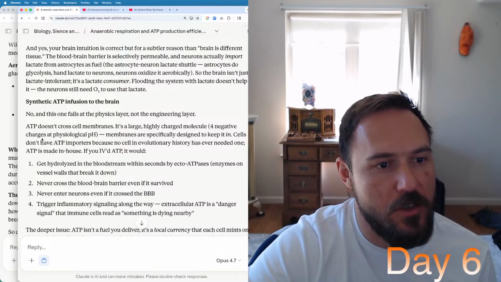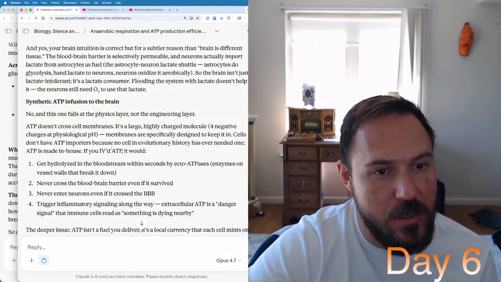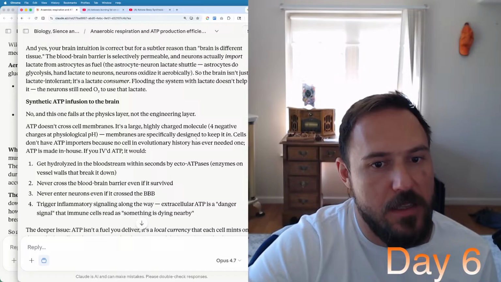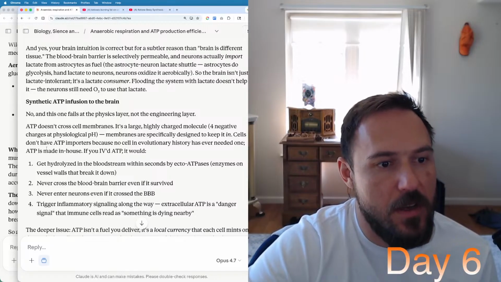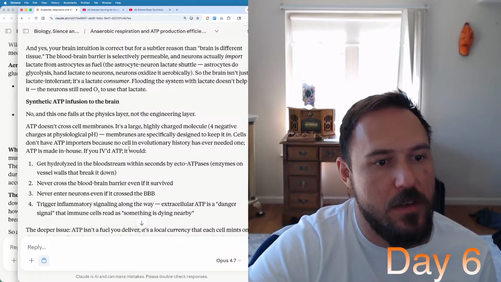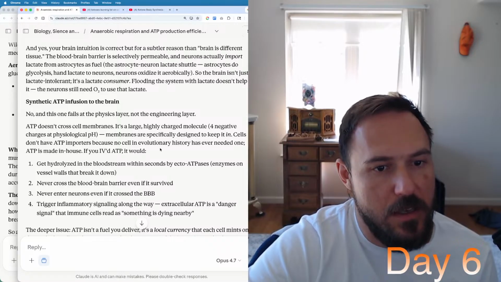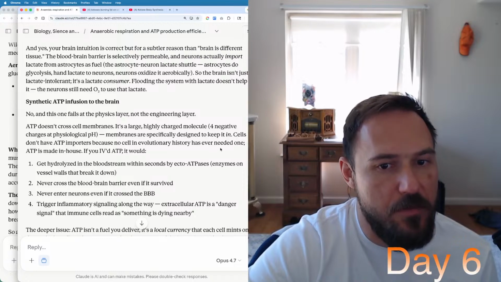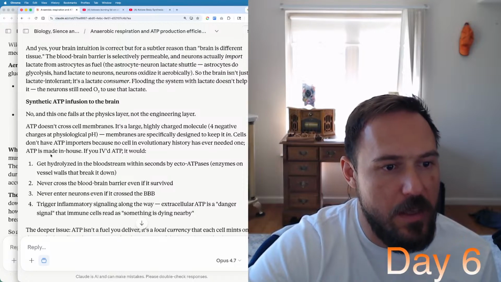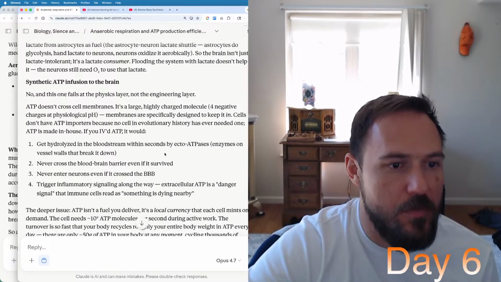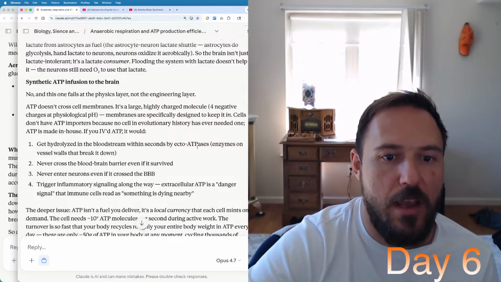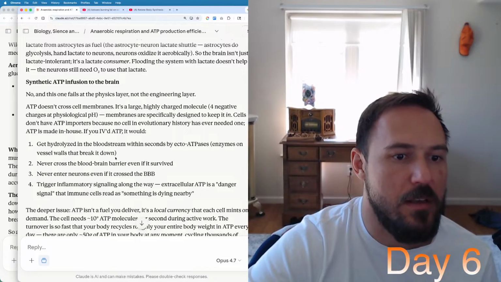For negative charges at physiological pH, membranes are specifically designed to keep it in. Cells don't have ATP imported because no cell in evolutionary history has ever needed one. ATP is made in-house. If you IV'd ATP, it would get hydrolyzed in the bloodstream within seconds by ecto-ATPases, enzymes on the vessel walls that break it down.